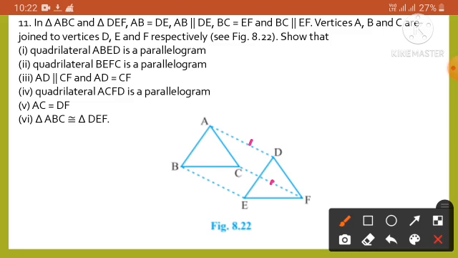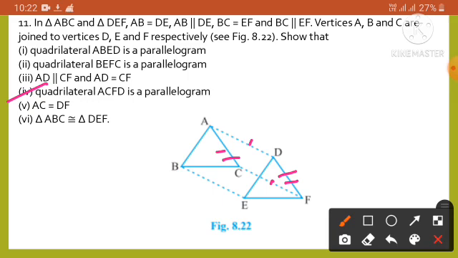So we can say that quadrilateral ACFD is a parallelogram. Okay. Now we got the fourth part. Since ACFD is a parallelogram, already proved, we can easily say that AC is equal to DF, as opposite sides of a parallelogram are equal.